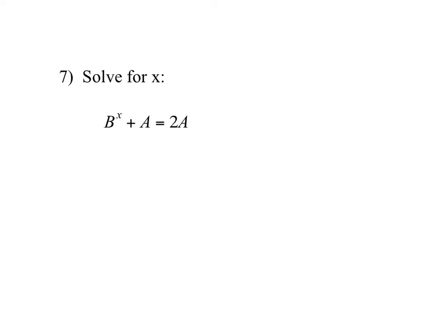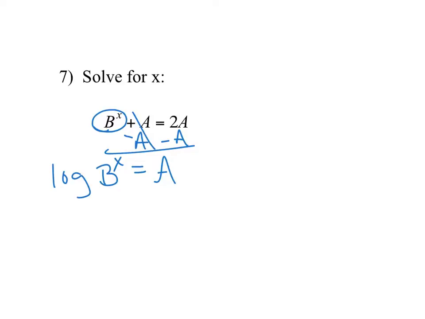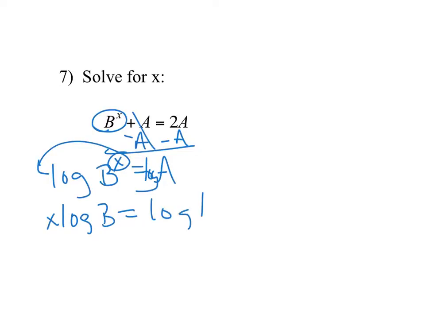Solve for x. So this has the x on it. I have to get that by itself. So it's b to the x equals a. Then I need to solve for that. In order to solve for an exponent, I need to use logs. So x log b equals log of a. Divide by log of b.